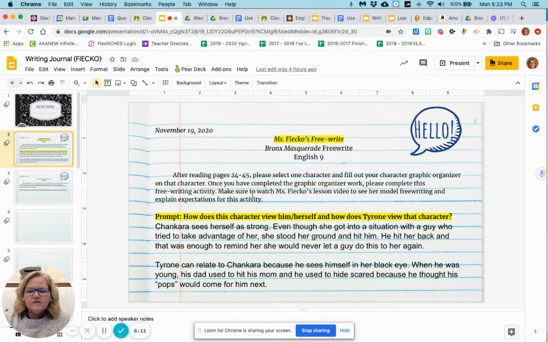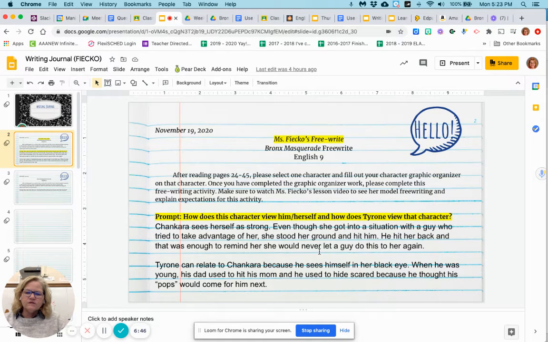And I've also got the instructions on the next page for you. So it says, after reading pages 24 to 45, please select one character and fill out your character graphic organizer on that character. Already got that done. Once you've completed it, please complete this free writing activity. Make sure to watch my lesson video, which you are right now, to see how I model my free writing and explain expectations for this activity. So the prompt is, how does this character view him or herself, and how does Tyrone view that character?